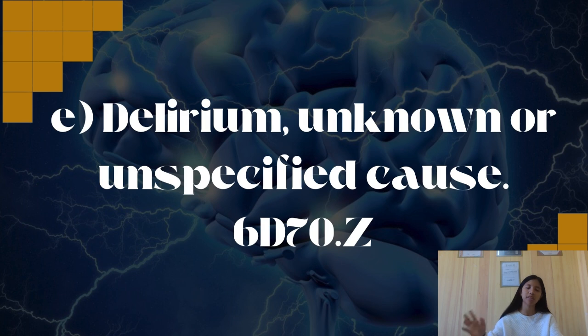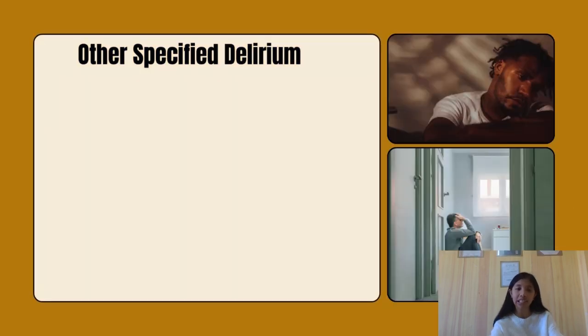There is no specific definition or diagnostic criteria given to this, but if we're basing from the previous report, what this simply means is that the psychiatrist cannot give a specified cause for the reason behind that delirium due to various factors, either lack of information or others. Next is other specified delirium.